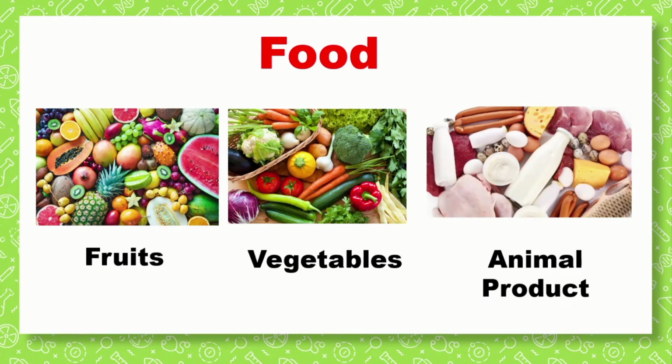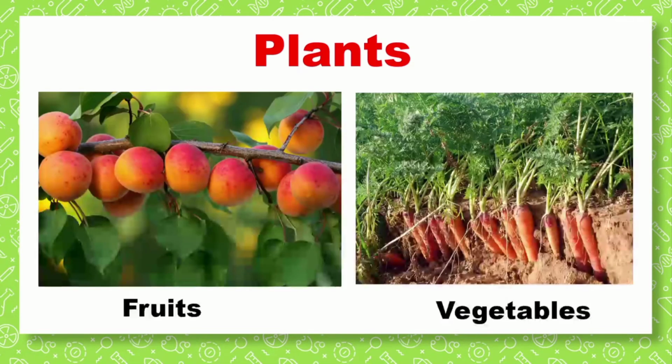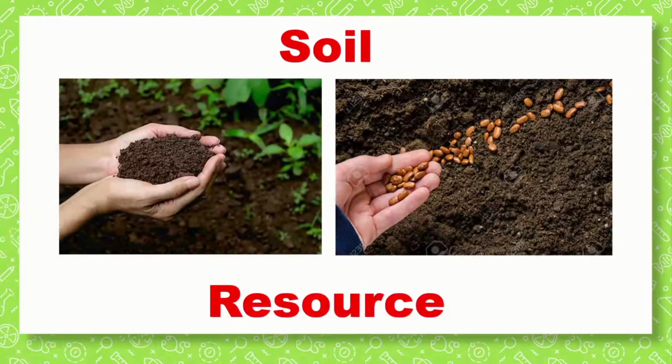Let's find out what the resources are to get these things. First, fruits and vegetables. What are the resources? Yes, it's plants. We get our fruits and vegetables from plants. They grow on trees or underground. So plants are resources that we need. What do plants need to grow? Soil. We put the seeds from the plants inside the soil in order to grow. So soil is also important. Soil is a resource.